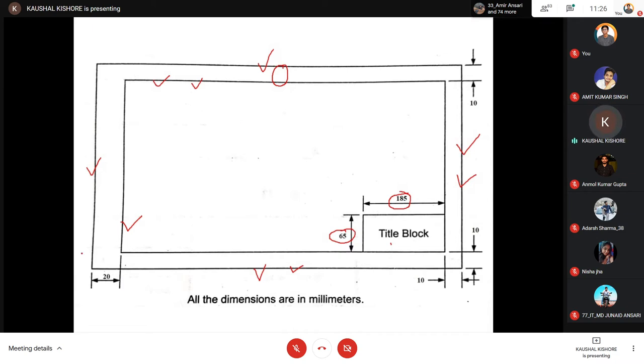And you have to put a dimension like this, 20. You only have to write 20, not 20 mm or 20 cm. Basically, you have to write in the middle of the bottom side that all dimensions are in mm. What does it mean? Every dimension should be in millimeter. You only write just 10 or 20 or 65 or 185; it means that it should be in mm.